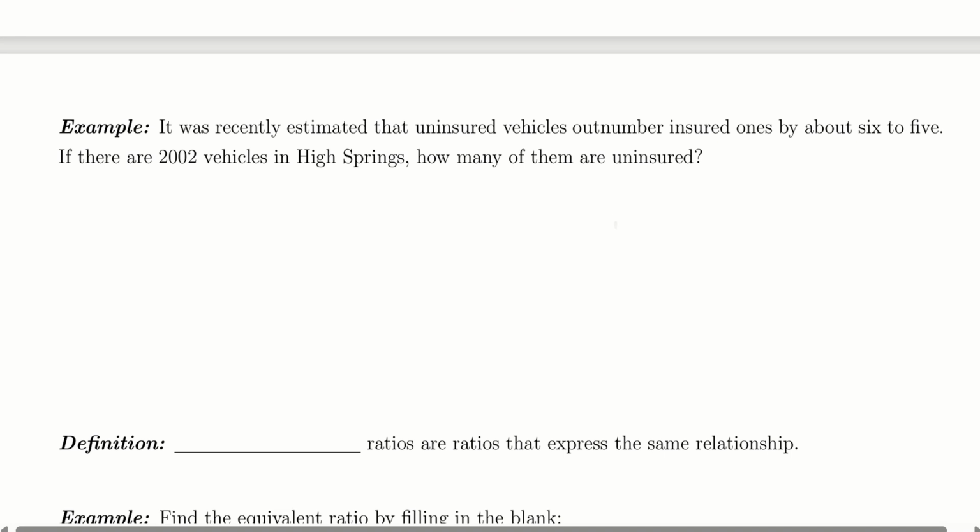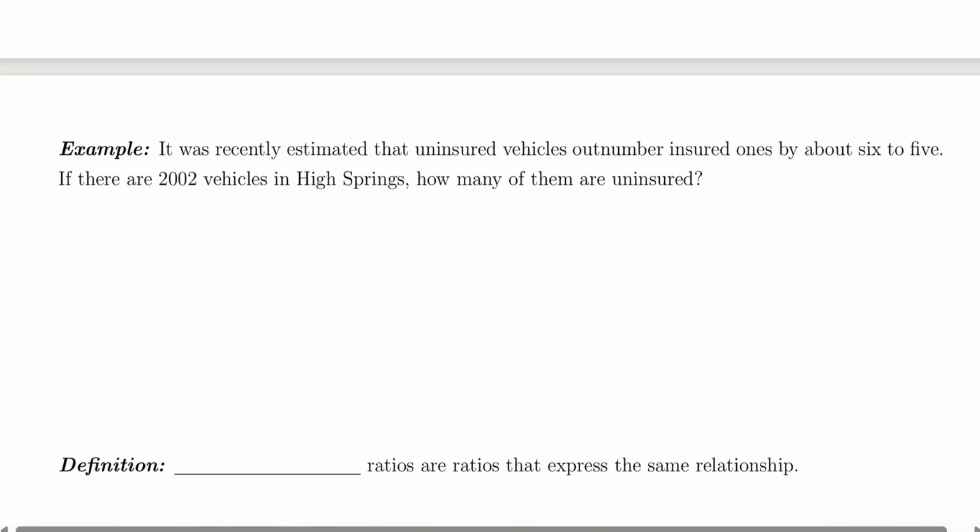Another example of ratios. It was recently estimated that uninsured vehicles outnumber insured ones by about 6 to 5. So let's write that as a ratio to begin with. We have the ratio of uninsured vehicles to insured vehicles is about 6 uninsured vehicles to 5 insured vehicles. We know there are 2,002 vehicles in High Springs. How many of them are uninsured?